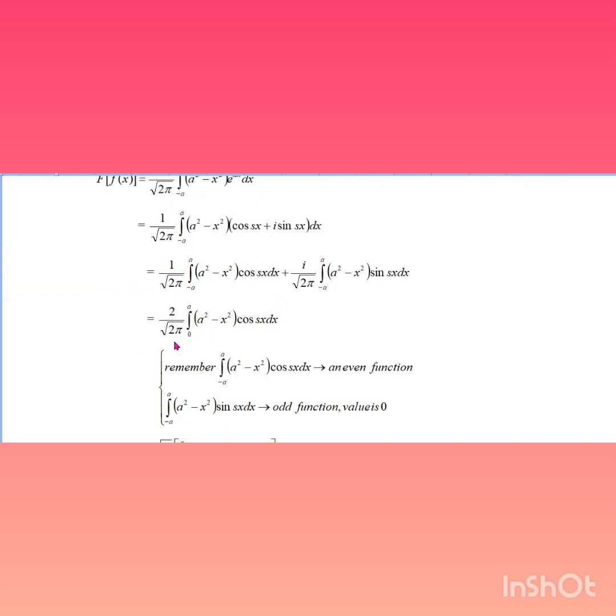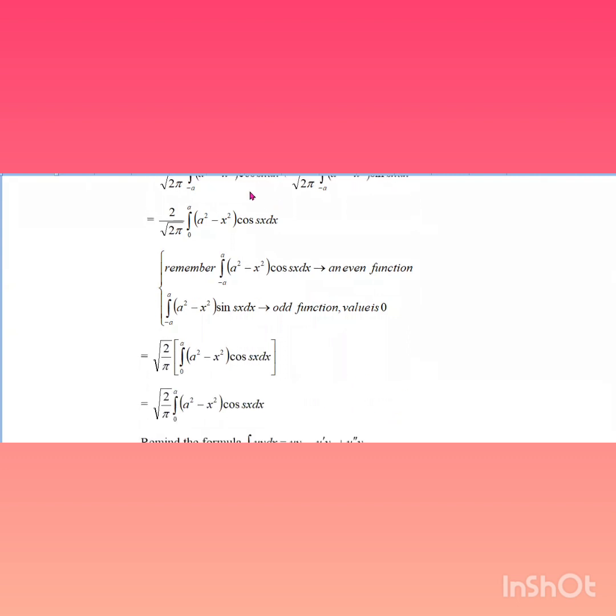So therefore, in the next step I have written 2 divided by root 2 pi integral over the limit 0 to a, a square minus x square cos sx dx. So you have to remember, integral over the limit minus a to plus a, a square minus x square cos sx dx is an even function. Integral over the limit minus a to plus a, a square minus x square sin sx dx is an odd function. So therefore, the odd function value is 0.